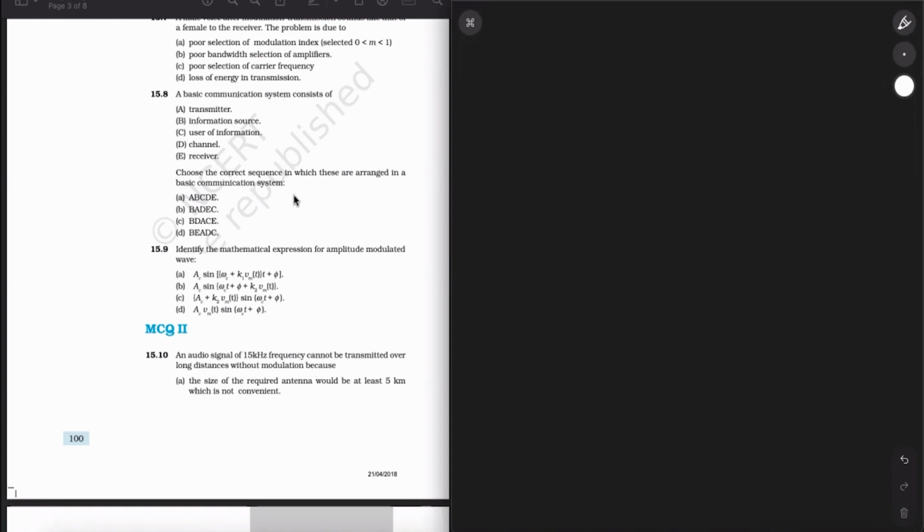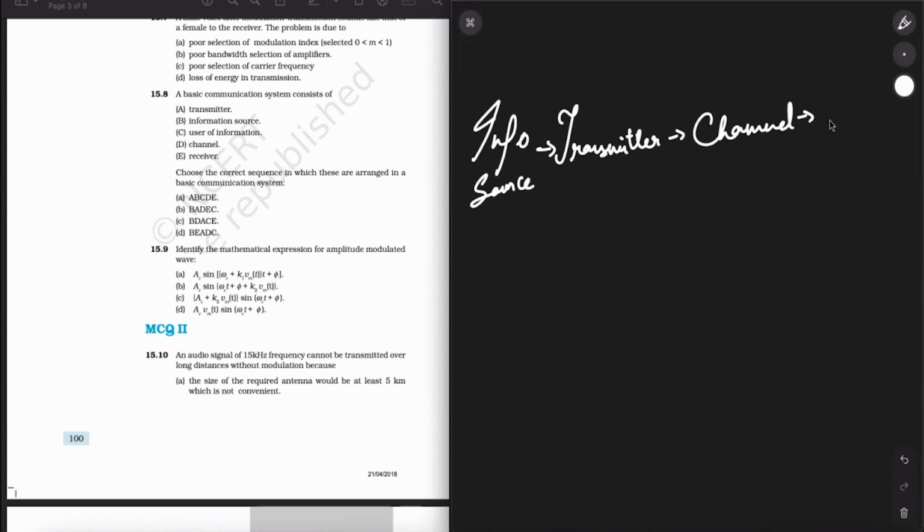So first of all, in the system, what is there? First of all, there is a source. So you can call it info source. All right. Then it moves on to the transmitter. Then it moves on to what? Channel. Okay. Then it moves on to what? Receiver. Then it goes to user of info.